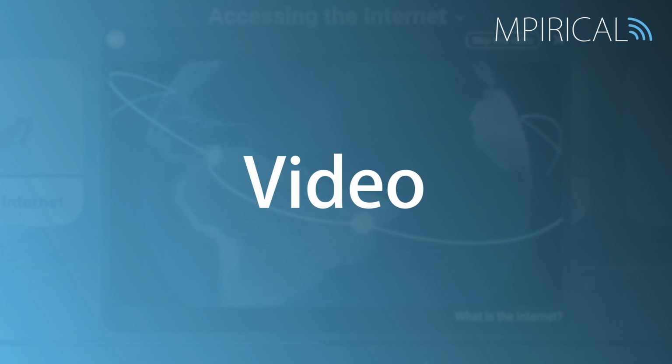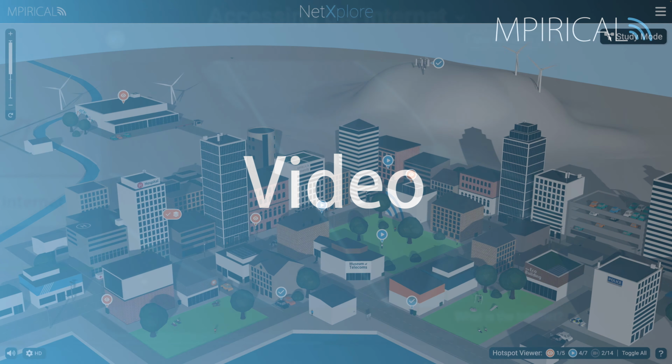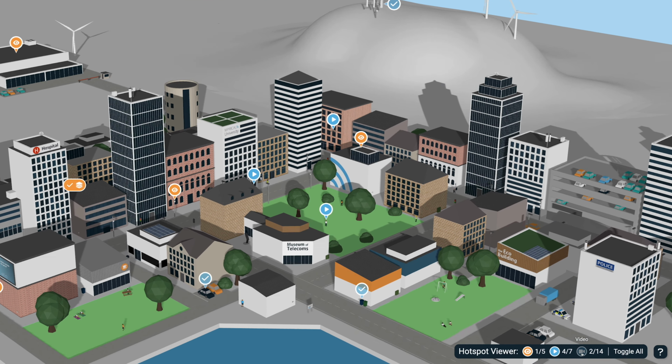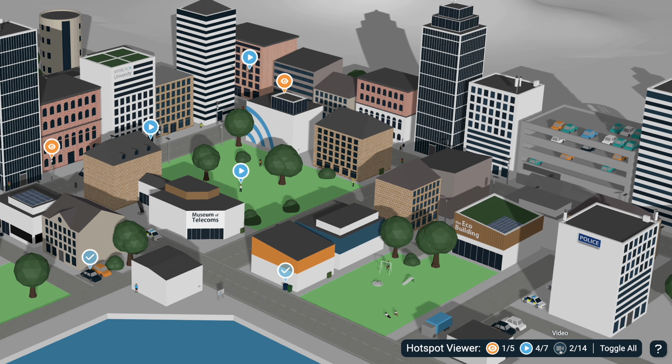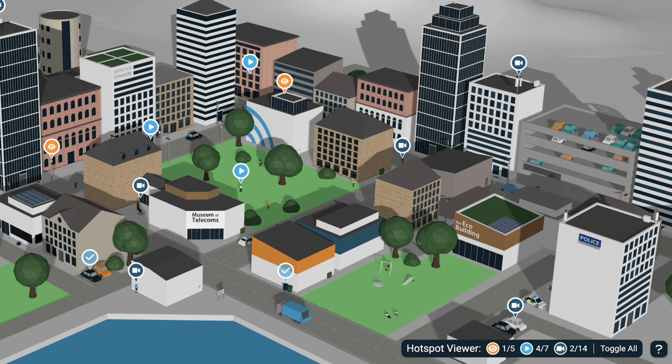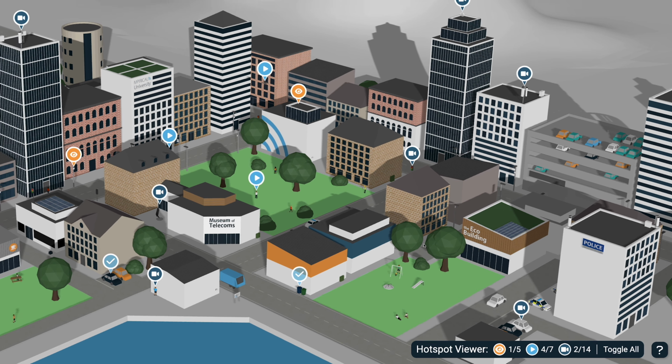Okay, last hotspot to look at, videos. In some cases, videos may be hidden by default. To show them, navigate to the hotspot viewer and click the icon to make them appear. You can also see the amount of videos in a layer in this area.